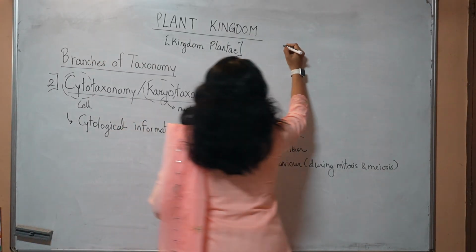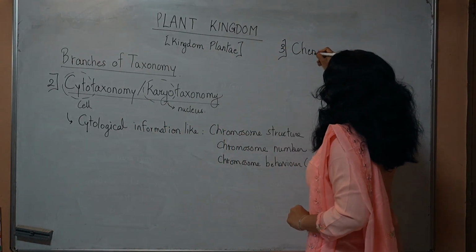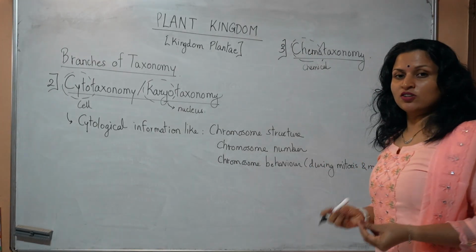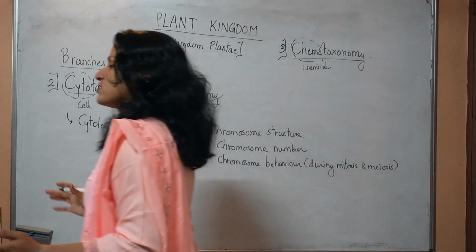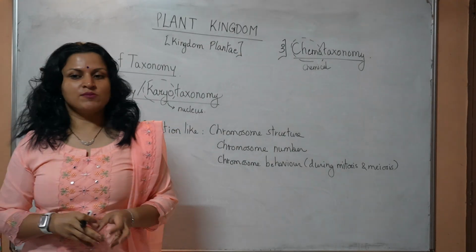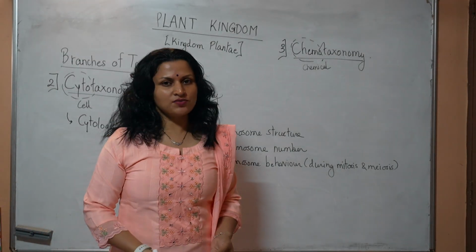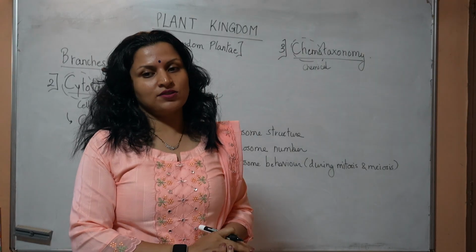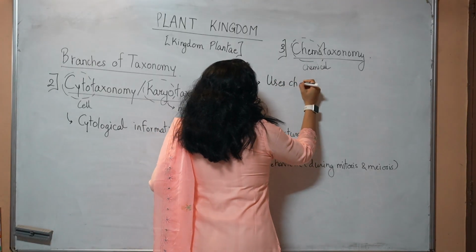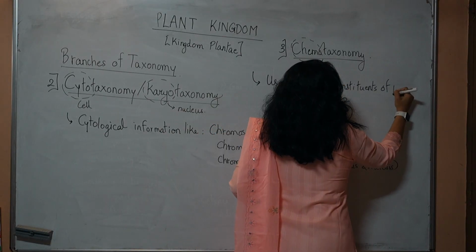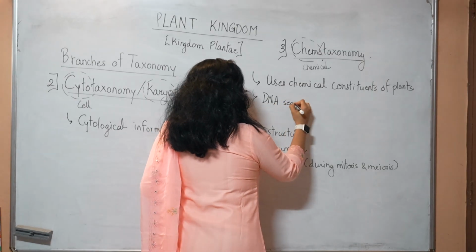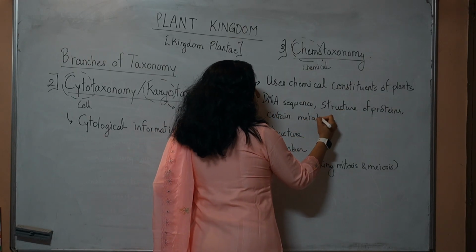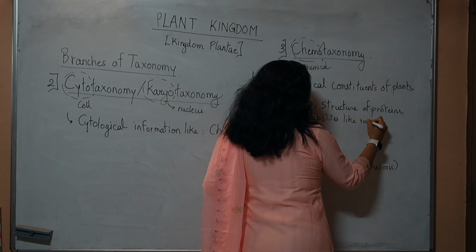Third branch of taxonomy is chemotaxonomy. Chemo means chemical. Taxonomy done using the chemical constituents of the organism. Closely related organisms will produce similar types of chemicals. Even DNA accounts for a chemical and its composition will be similar in closely related organisms. Uses chemical constituents of plants: DNA sequence, structure of proteins, certain metabolites like raphides are used.